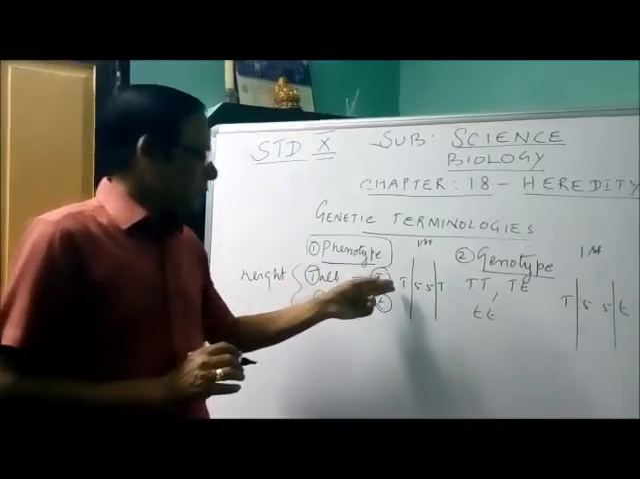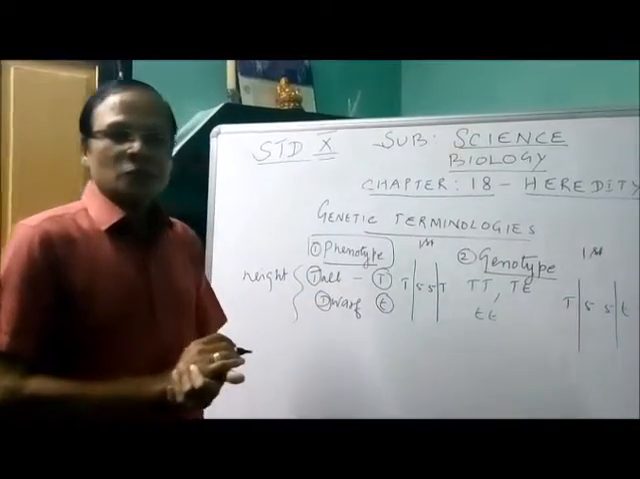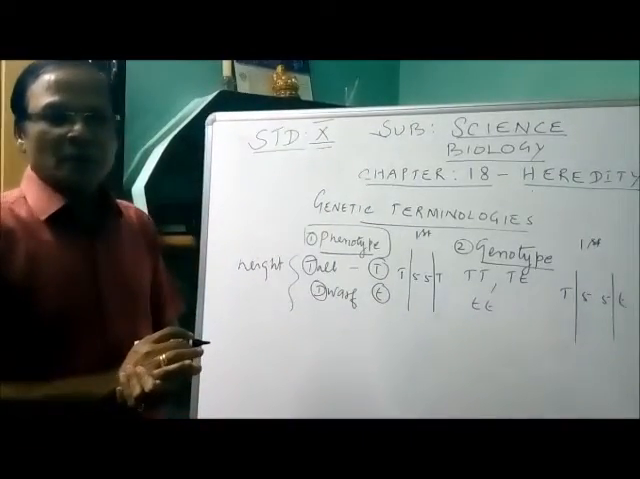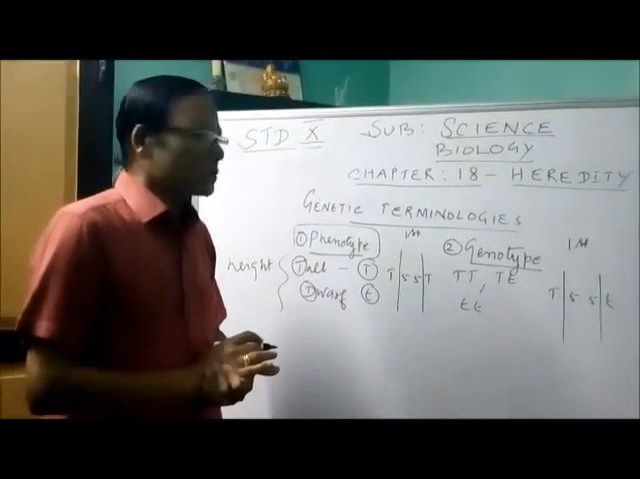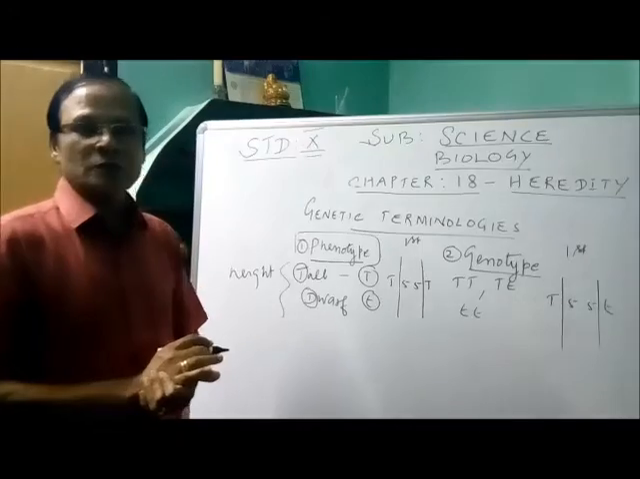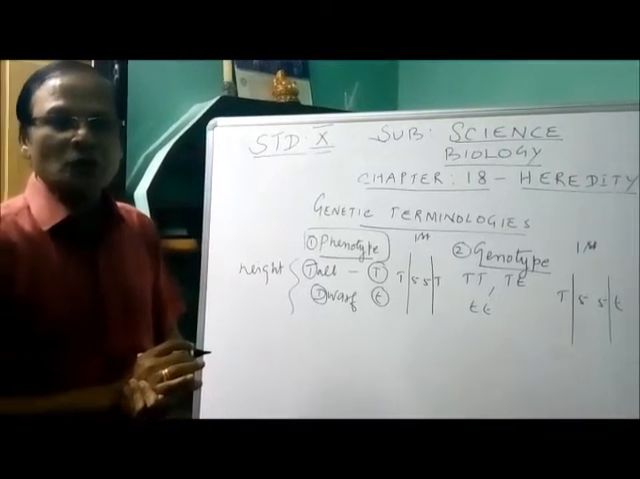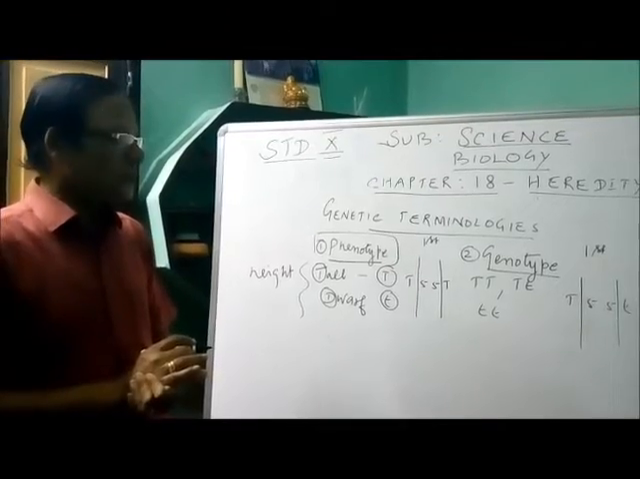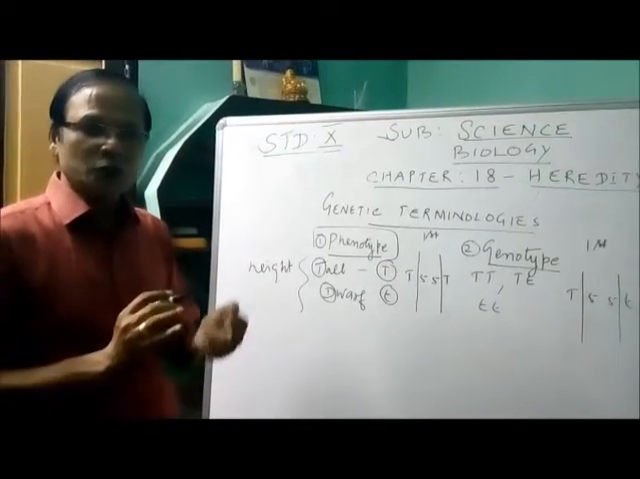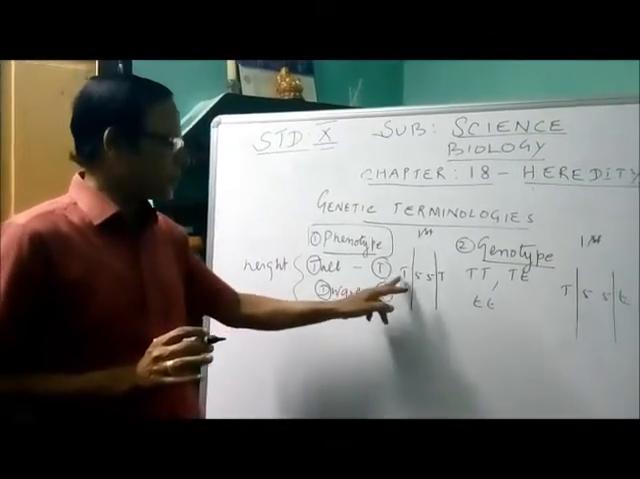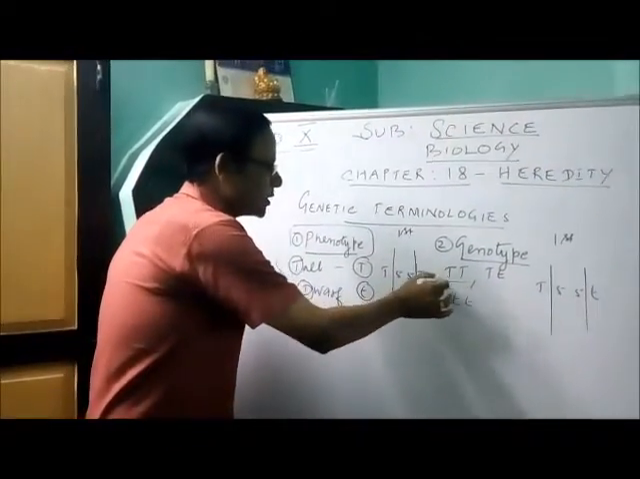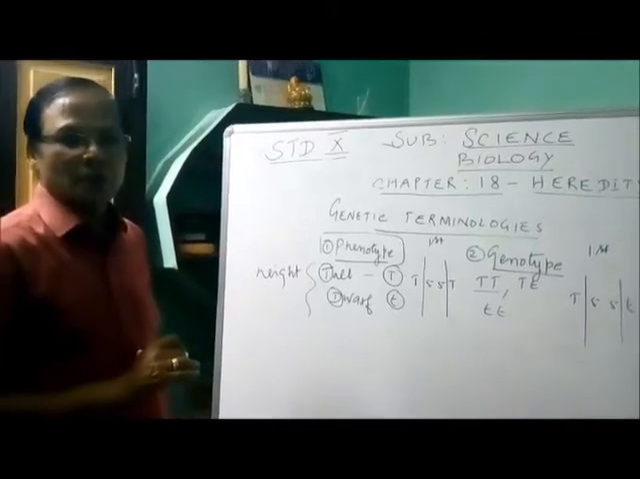So taking a single letter that denotes a gene, we are writing two letters together, and these two letters together constitute the genotype. What is genotype? The genetic constitution of a trait. Because for the expression of a character, two genes are needed. They are present in a pair of homologous chromosomes. That's why we are using two letters to express a genotype.